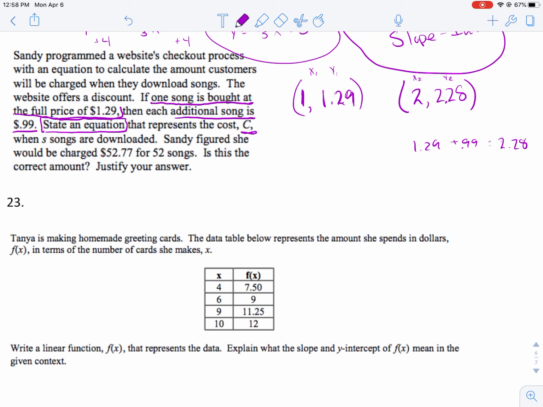Okay? And so now we have 2 points. In order to find our equation, we need to find our slope. So in order to find the slope, we go y2 minus y1 over x2 minus x1. And so we get 2.28 minus $1.29 over 2 minus 1.